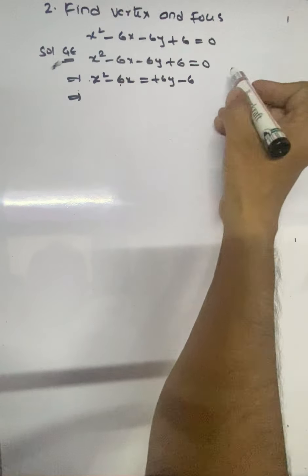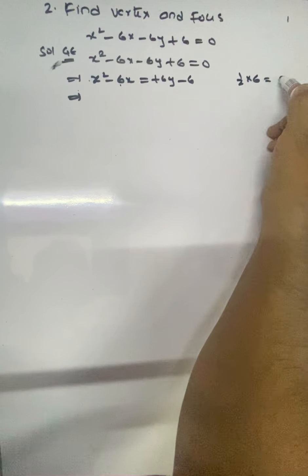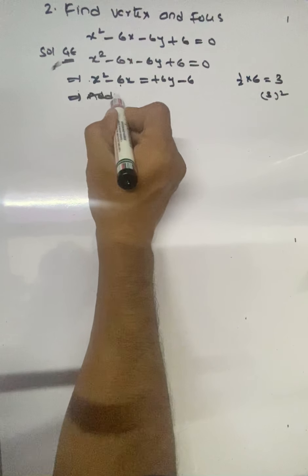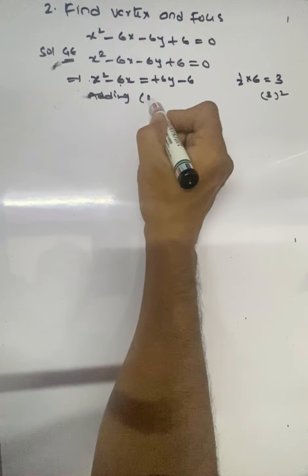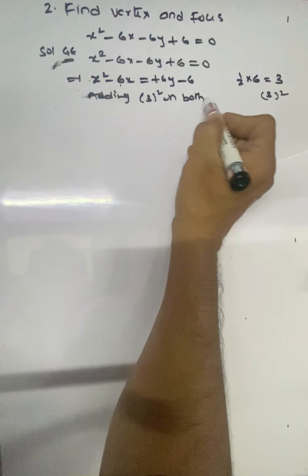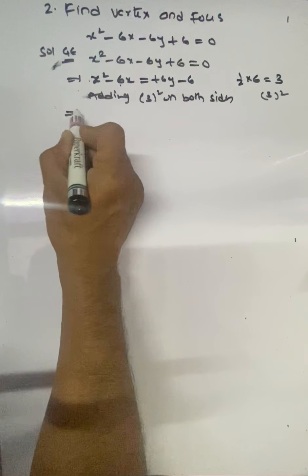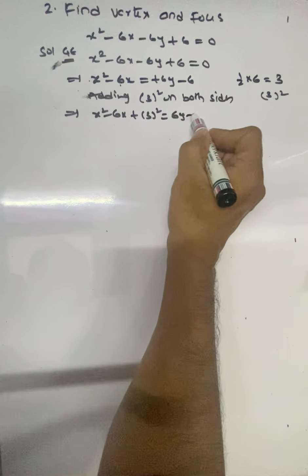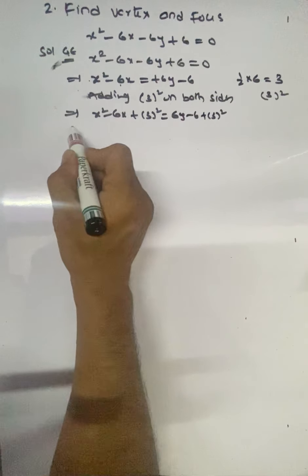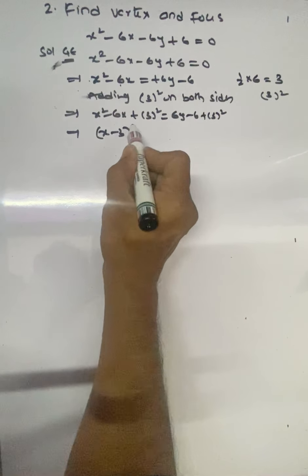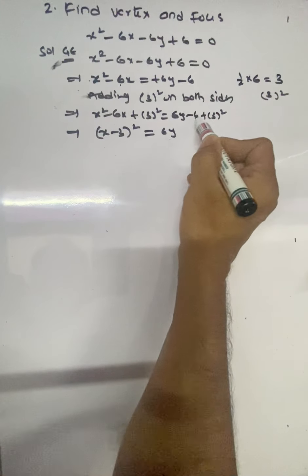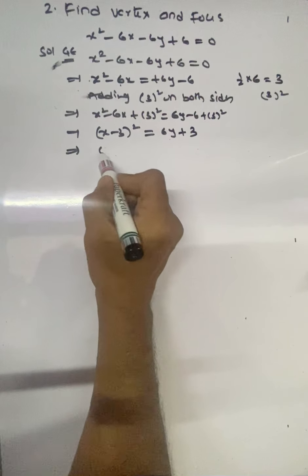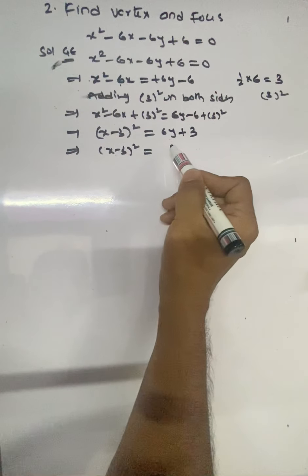Now you have to take half of the coefficient of x, half of 6, so 3. So we take 3 square, adding 3 square on both sides. So what you have now: x square minus 6x plus 3 square equals 6y minus 6 plus 3 square. This is a minus b whole square, equals 6y minus 6 plus 9, which is 6y plus 3. Here we found the square, so the left side is x minus 3 whole square.